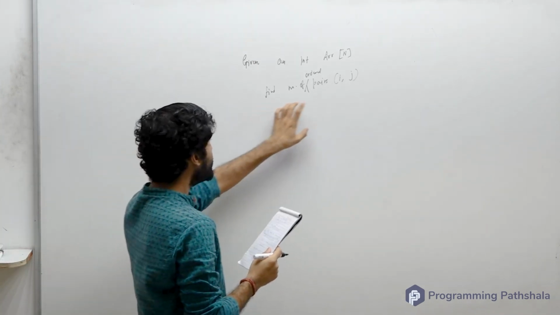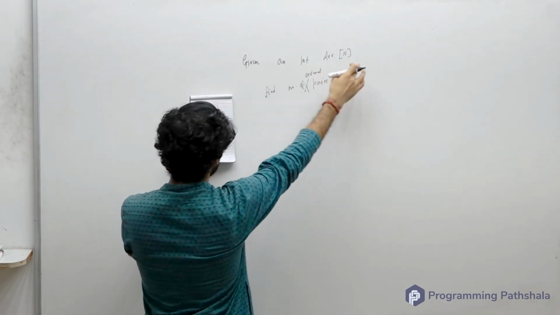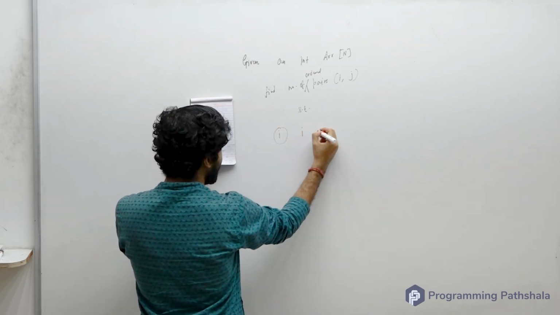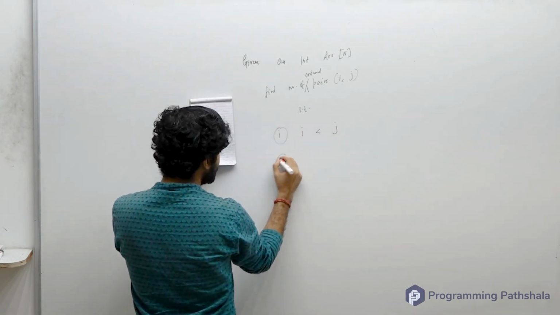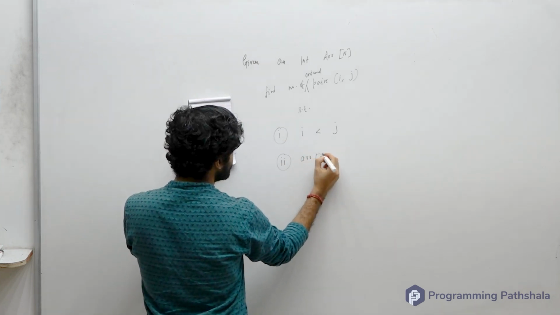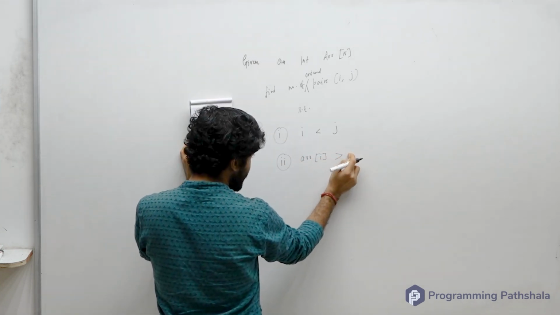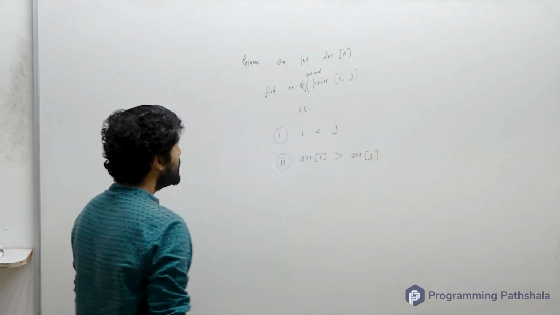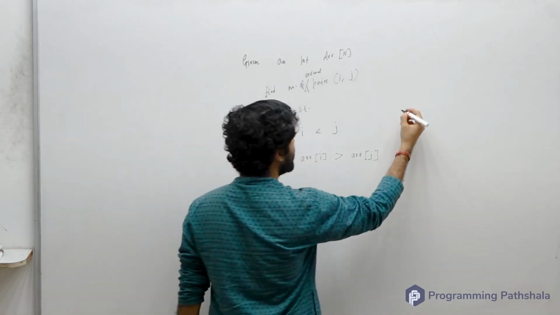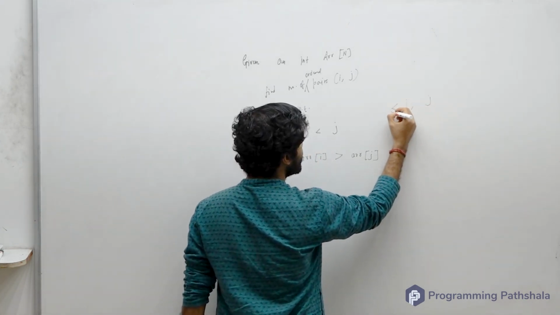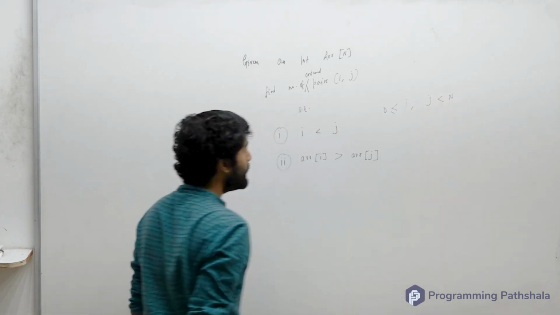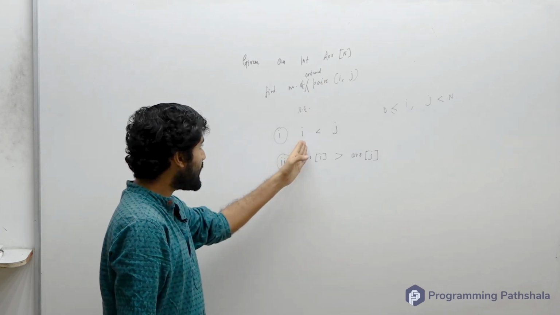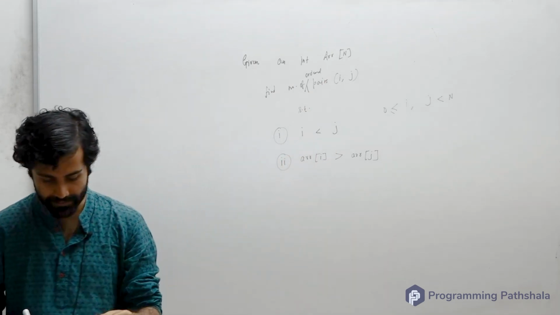So you have to find the number of ordered pairs i, j within this array such that the following conditions hold. First condition should be that i must be smaller than j, and second condition should be that array of i should be strictly greater. There is not even equal, right? Should be strictly greater than array of j. So obviously i and j are nothing but the indices of the array. So they will be varying from 0 till n minus 1, right? So I simply have to find the number of ordered pairs for which i is smaller than j and array of i is greater than array of j.